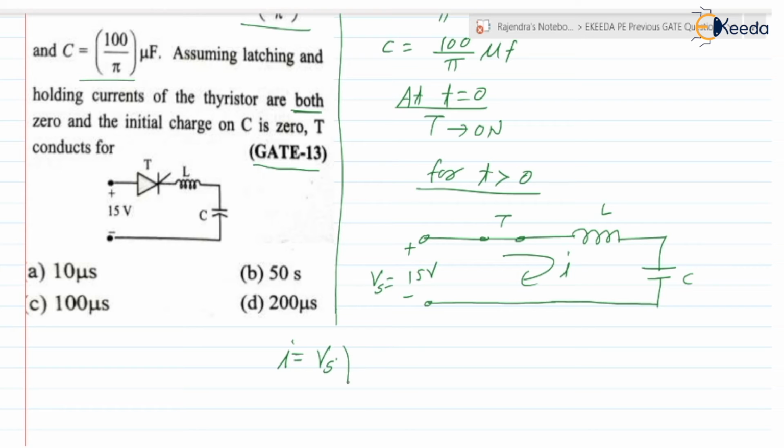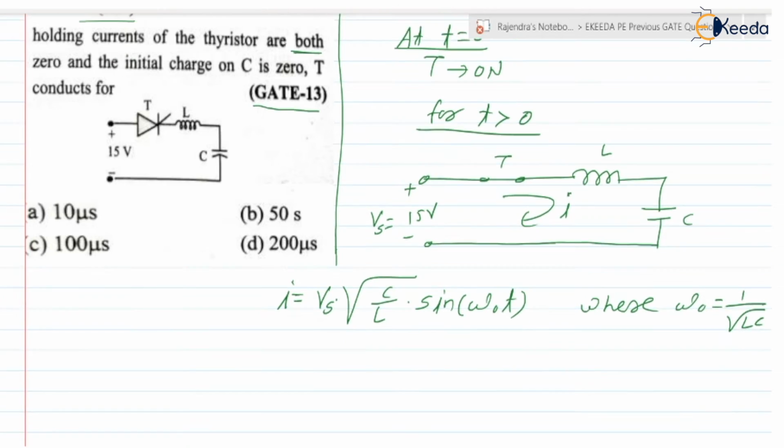So I equals Vs into under root C by L into sine of omega 0 t, where omega 0 is equal to 1 by root LC. This expression we have already derived for this circuit in the class A commutation, so we can directly use it. First, let us find omega 0. Omega 0 is 1 by root LC.